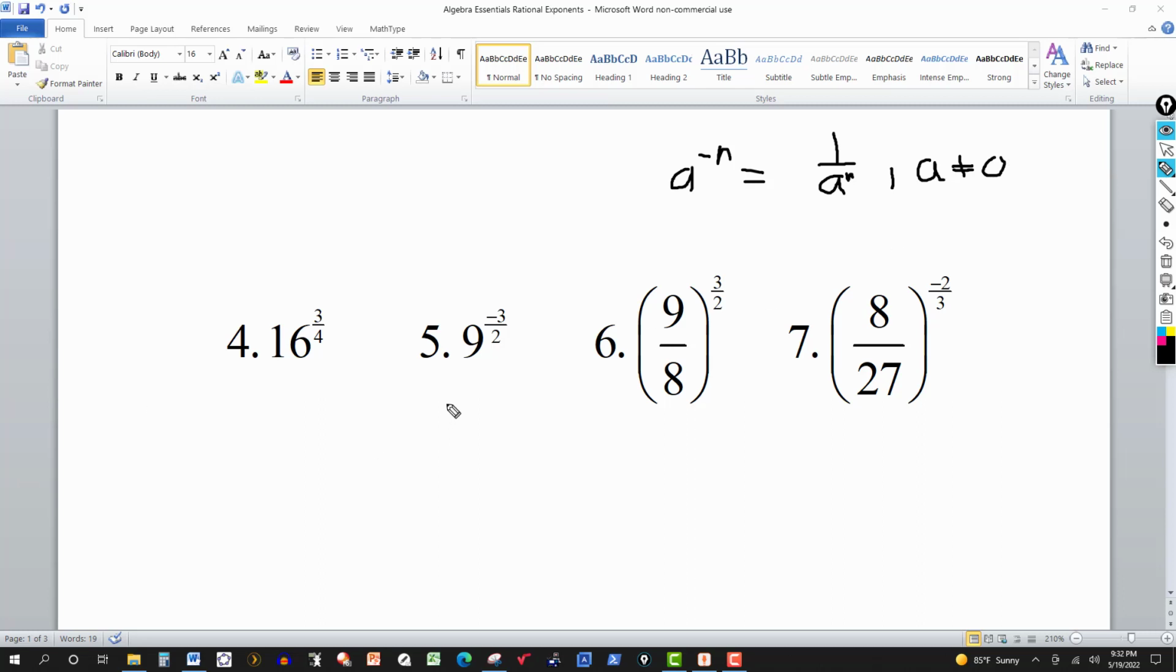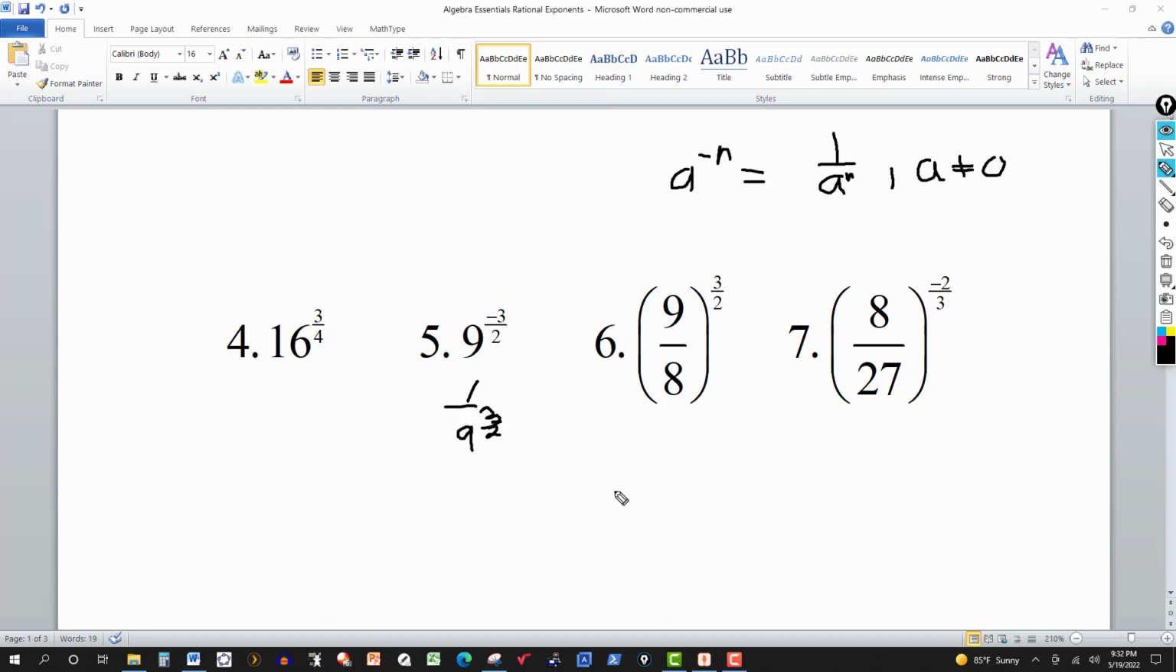So for this one, I would just say, okay, it's a negative, so this tells me you have a negative power. To make it positive, bring it to the denominator. So all I do is bring this down to the denominator, and the exponent becomes a positive 3/2. And then the rule is still the same as what I did. So it's 9 to the 3/2 power.